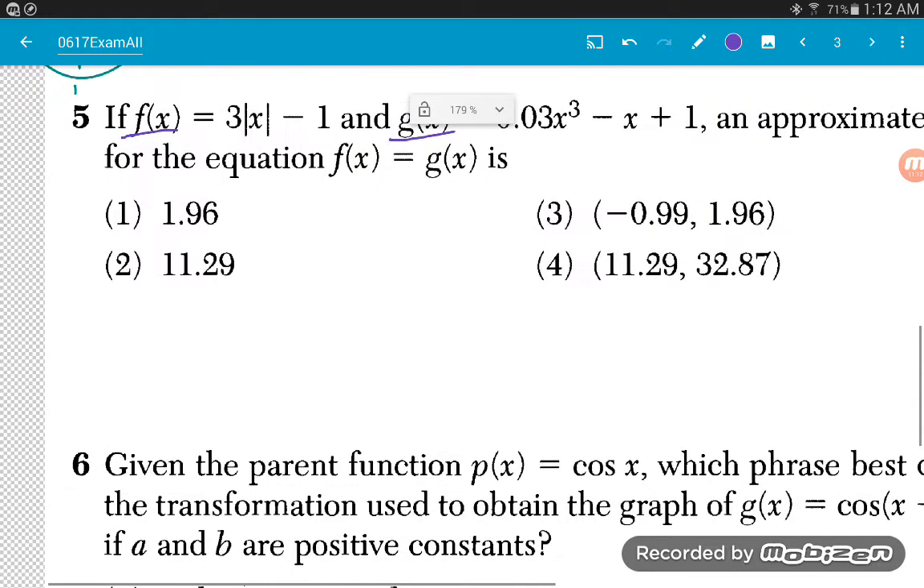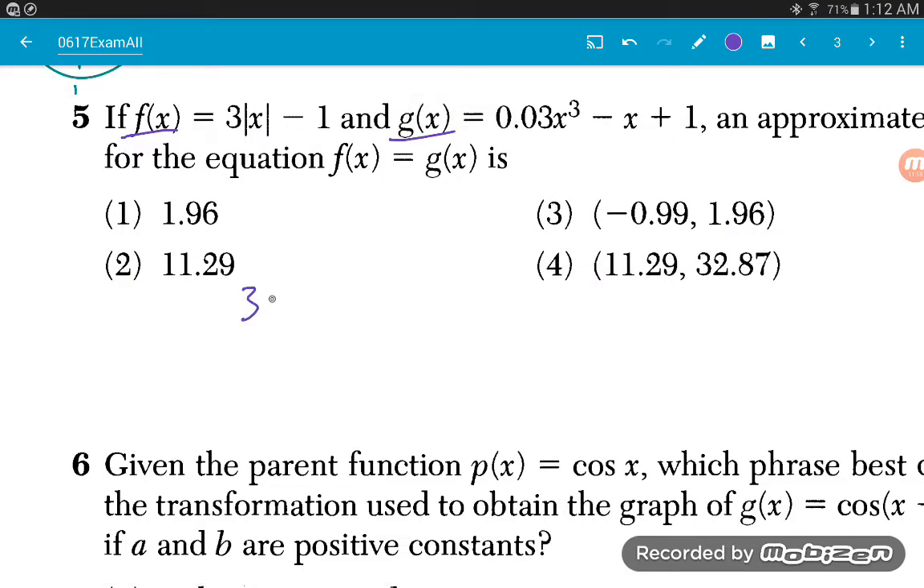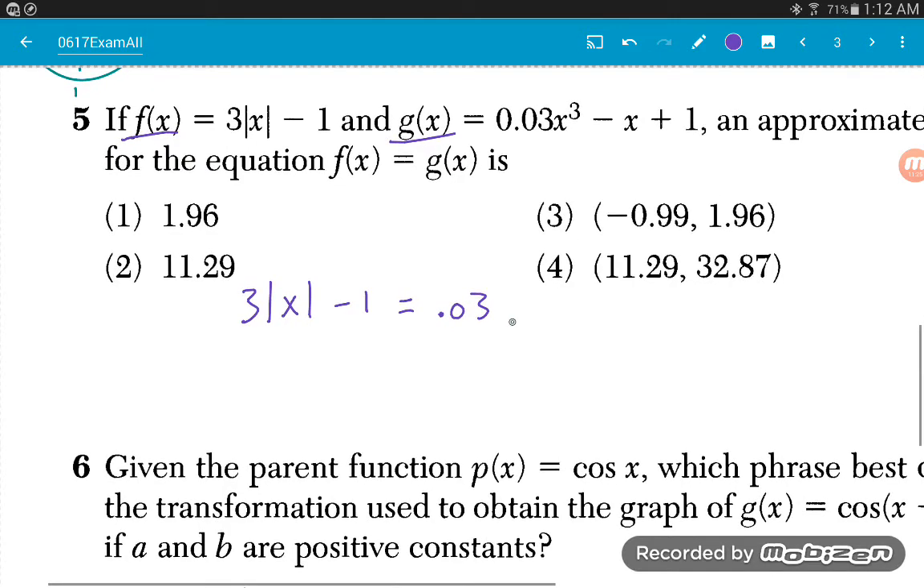So if I rewrite this, I'm going to get 3 absolute value of x minus 1 is equal to 0.03x cubed minus x plus 1. Now, if you wanted to try to solve this straight up, you're going to have a very hard time. We've got two things in here making this very complicated. The absolute value of x and the x cubed. We don't have very much experience in solving directly either one, so we're not going to want to do that.